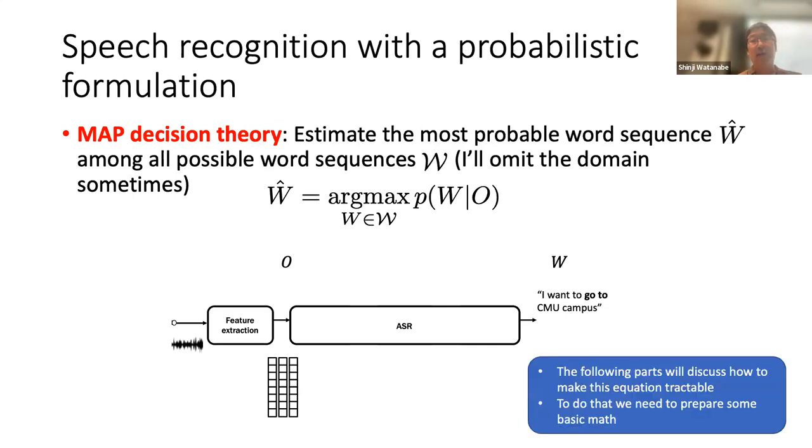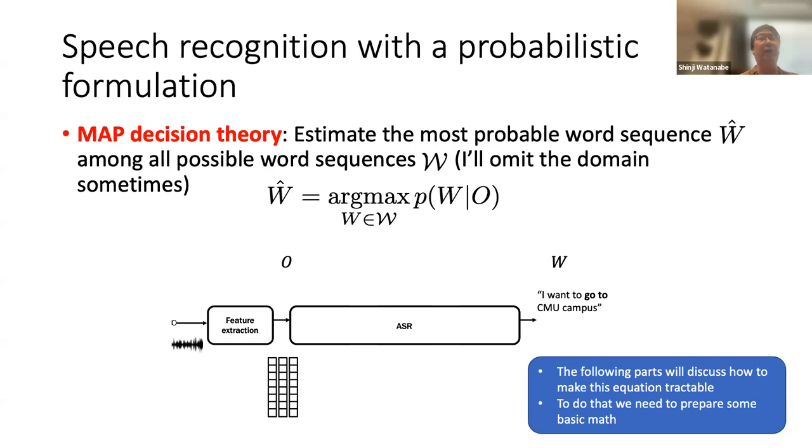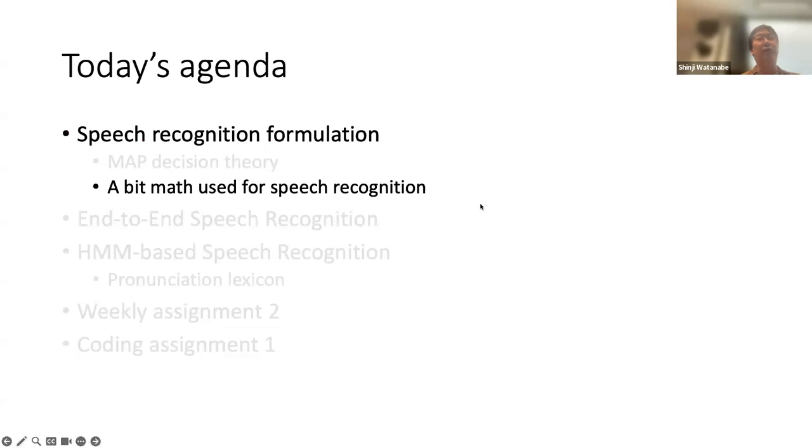Then the formulation is expanded to see how we can prepare P(W|O). Of course, this part is very difficult. This part is one of the major parts of speech recognition. To understand how to deal with P(W|O), let's first start by introducing the math notations.